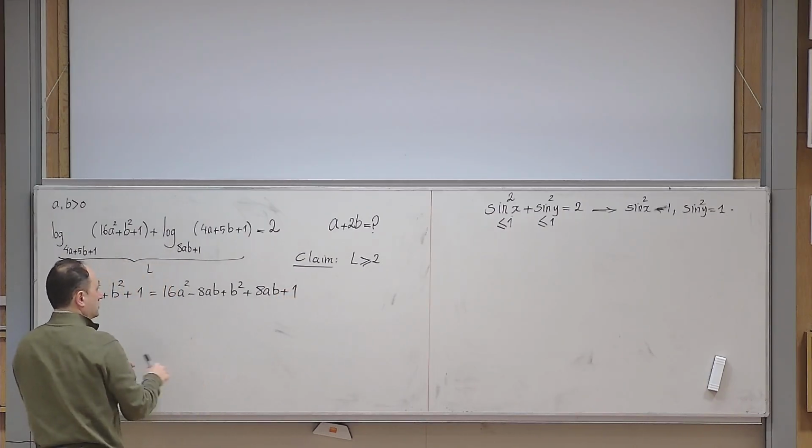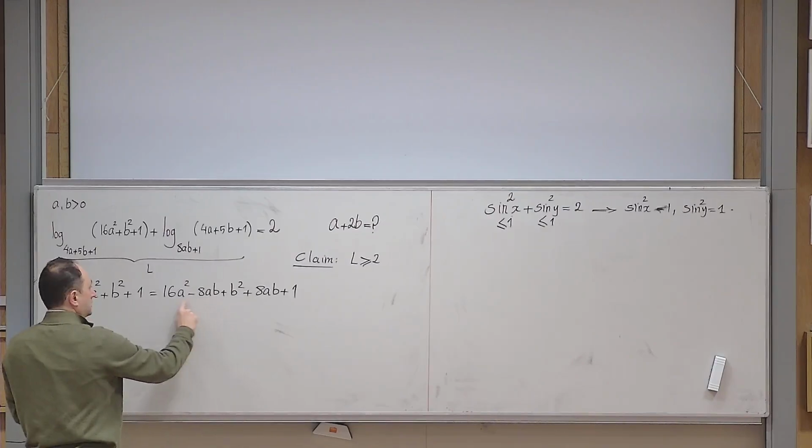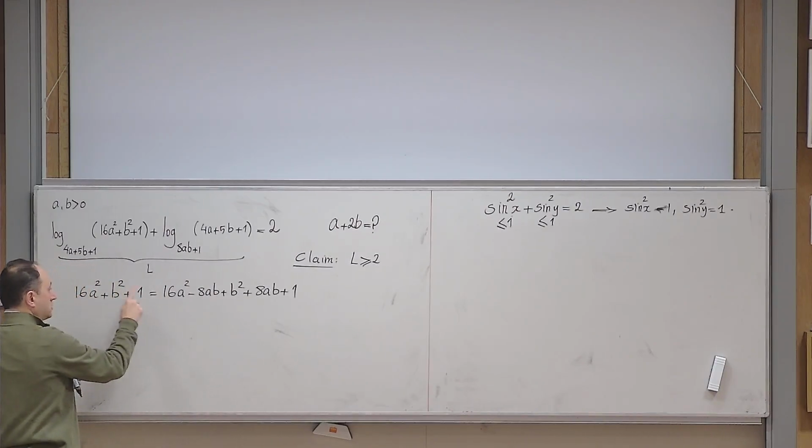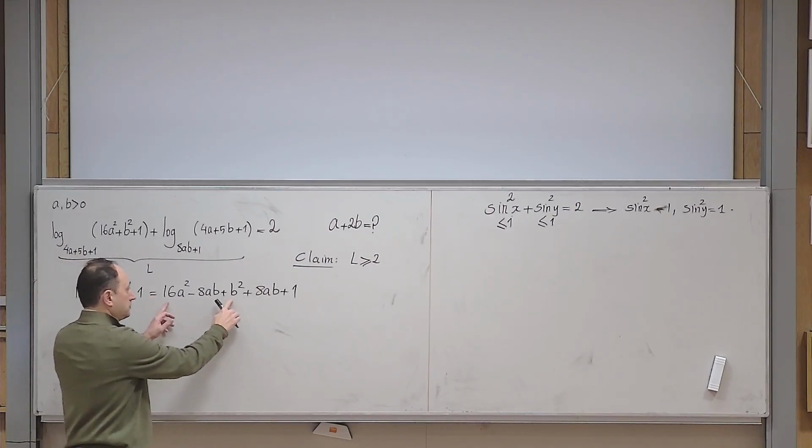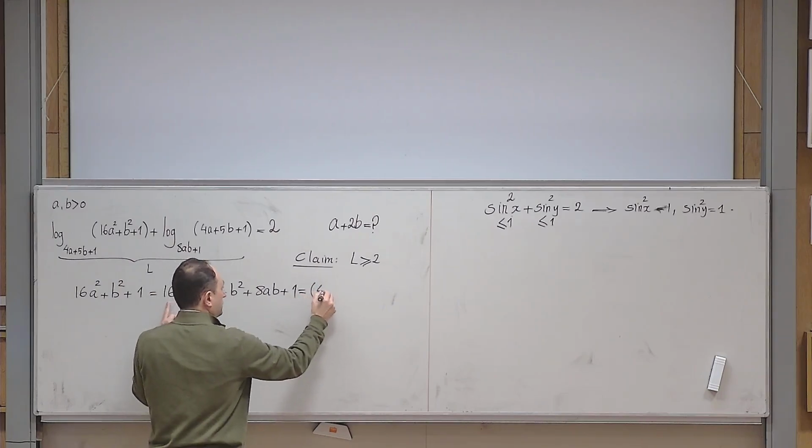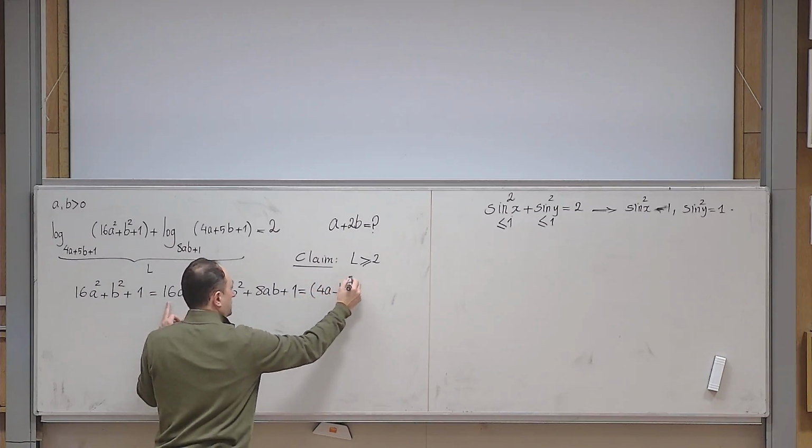So what I have done is correct, because this one and that one are canceled, and I am left with this expression, so I'm allowed to put an equality sign. But what is the benefit of doing that? Because the first three terms become (4a minus b) to the power of 2.